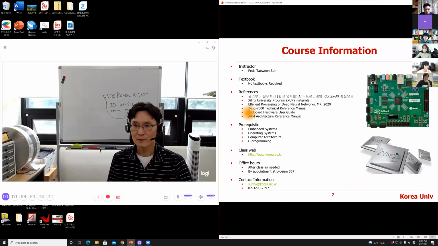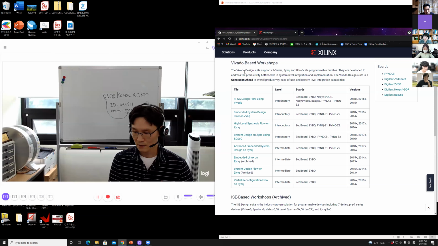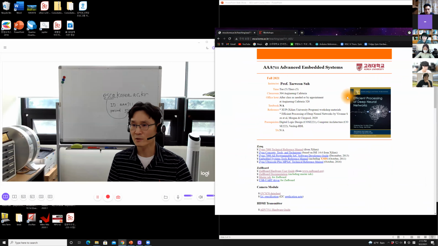And this is the book you can use as a reference for DNN accelerators: Efficient Processing of Deep Neural Networks. If you are interested, you can probably purchase this one, especially if your research interest is DNN accelerators.